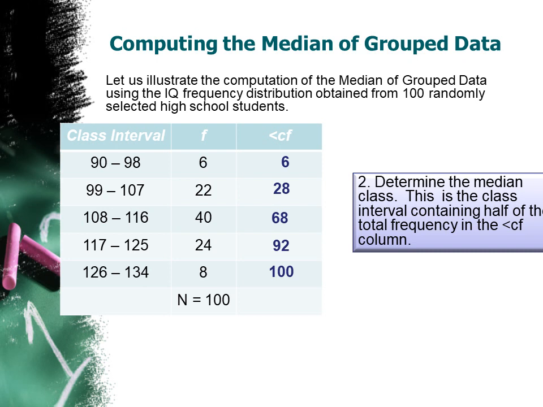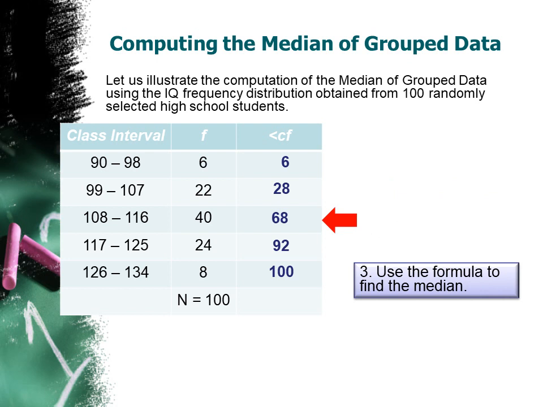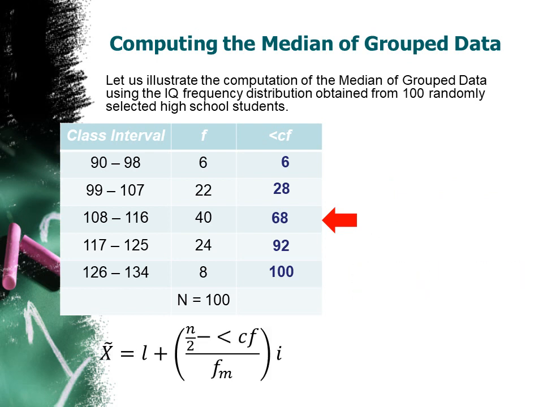So, the 50th observation is here, right? Because here, it's only 28. So, from number 29 to number 68 is here. So, the 50th observation is here. So, this is the median class. 108 to 116 is our median class. So, that's why there's an arrow. So, use the formula to find the median.